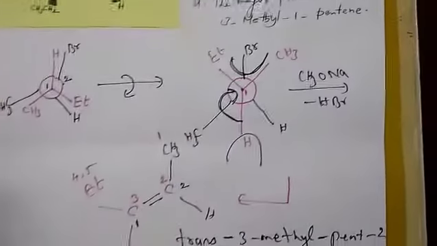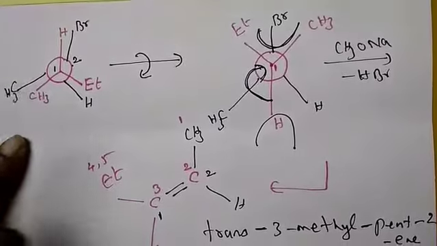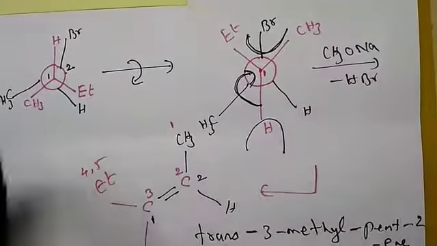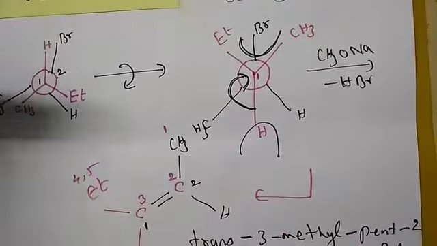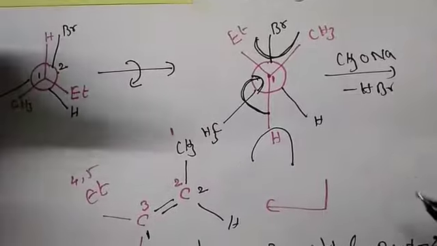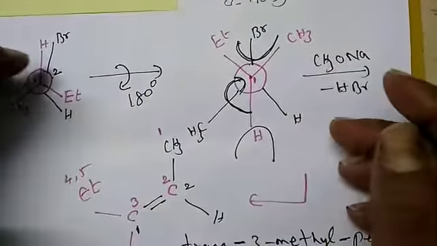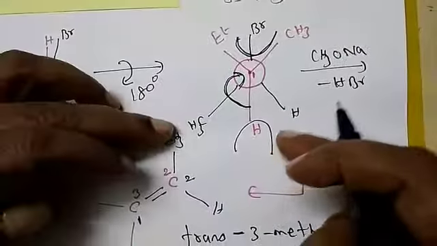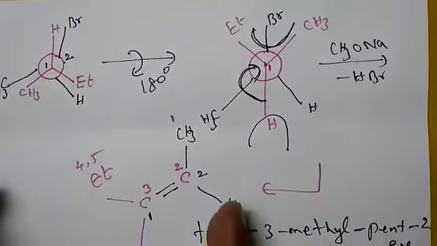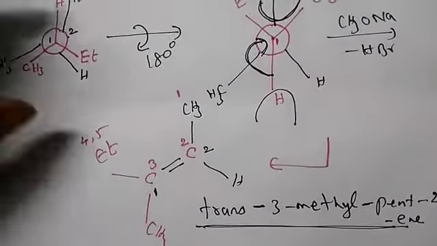Here the important tricky point is that this is the eclipsed form, and you are putting it as the staggered form. During the staggered form, on the carbon atom one only, the bond rotation takes place by 180 degrees. So the position is getting changed. After that you do the dehydrohalogenation, you get the product, and name it. The question is very simple. The knowledge is here only.